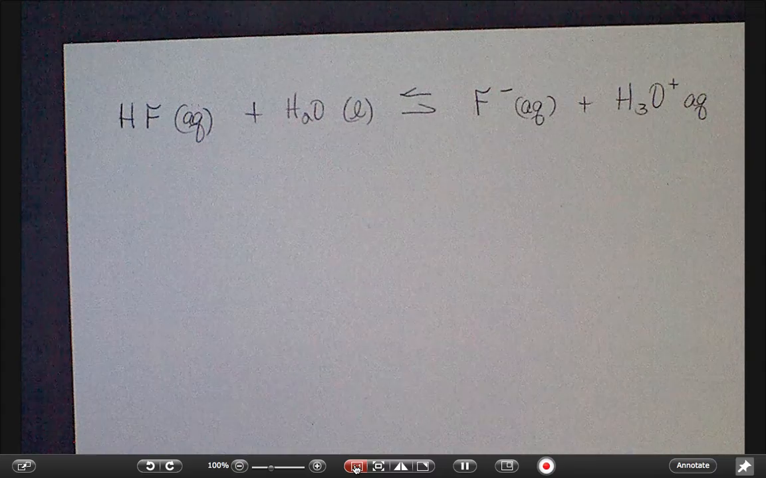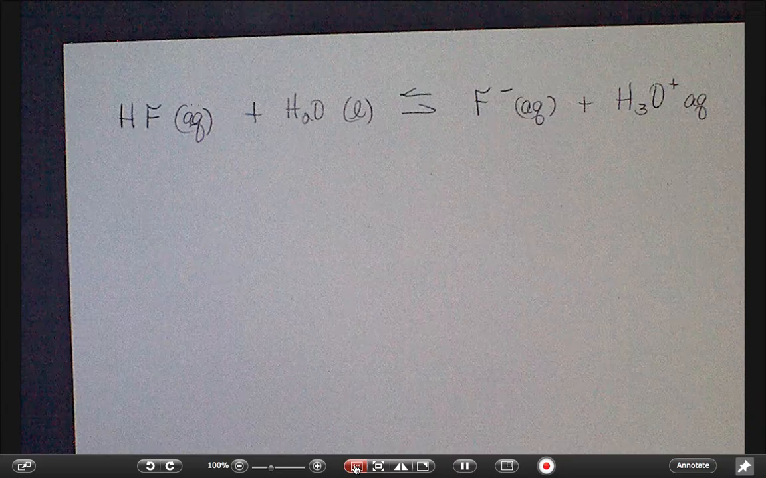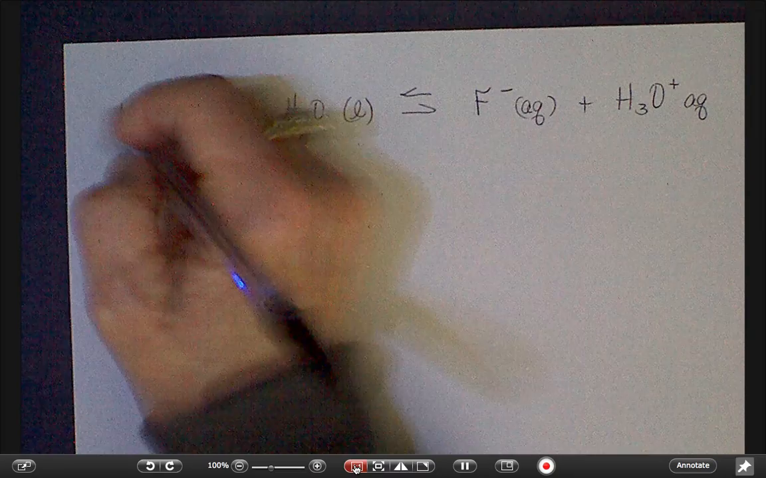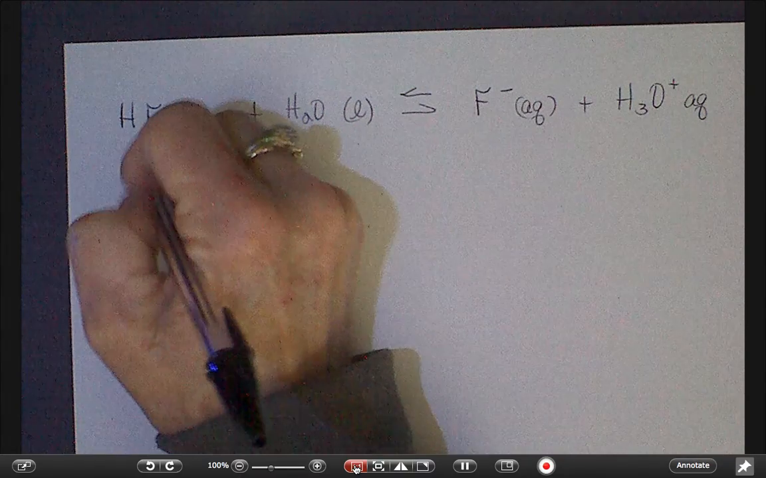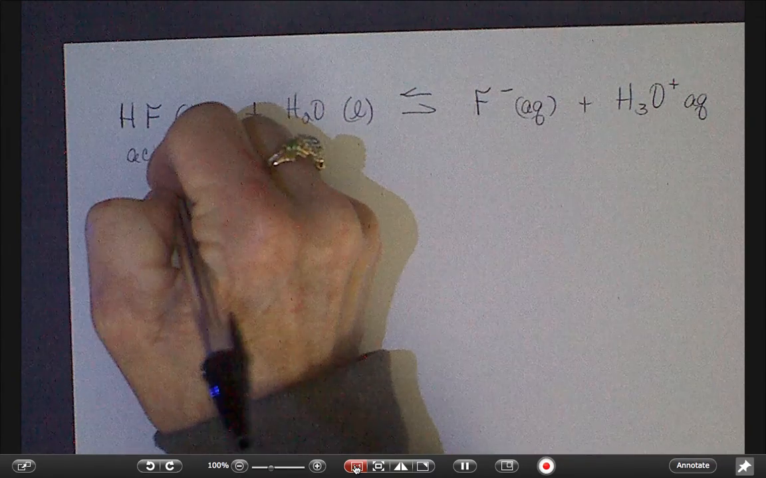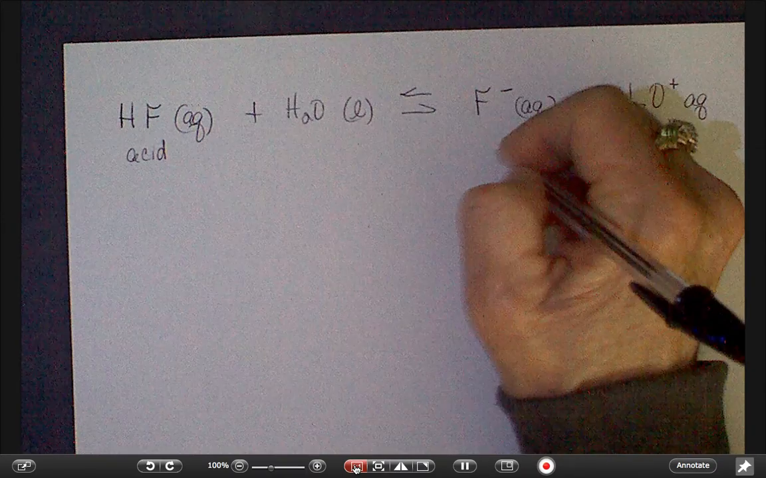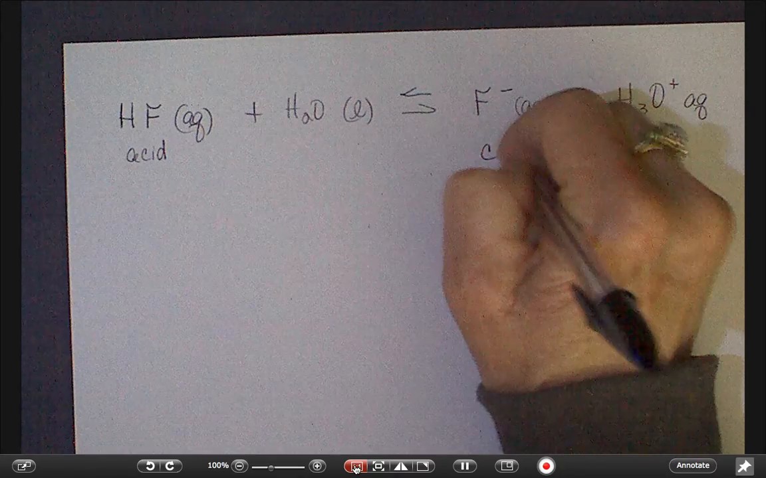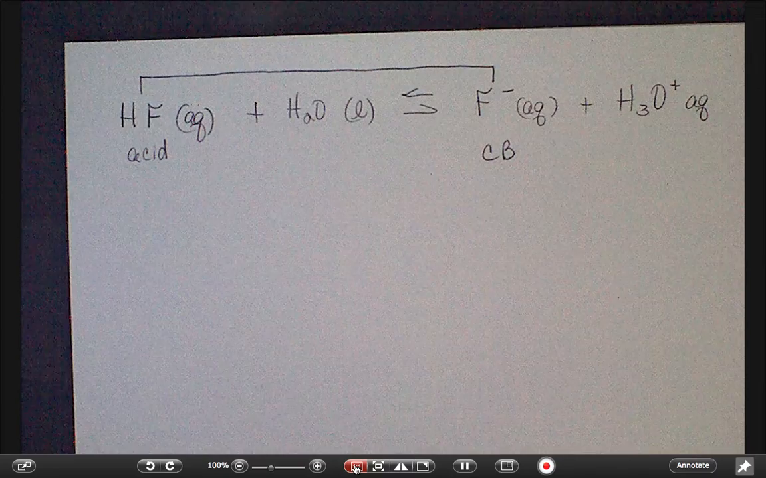When we did the conjugate acid, it was separate. When we did the conjugate base, we showed them separate. Now we're going to put the two together. Who is the acid on the left? So I want you to label. And who is its conjugate base on the right? F minus, CB. And hook it up with your bracket.